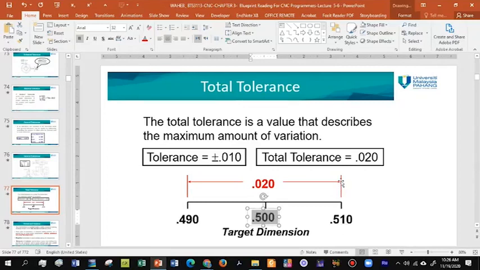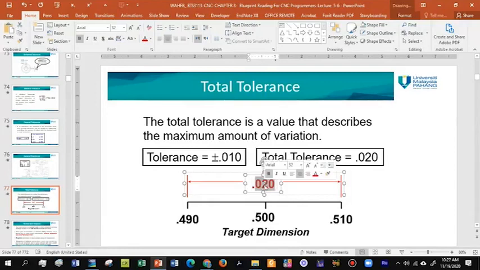So the range from the maximum allowable value to the minimum allowable value for this dimension, we call it the total tolerance. Here, 0.51 minus 0.49 will give you 0.02, which is the total tolerance.